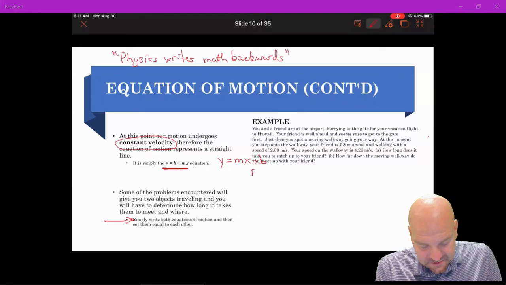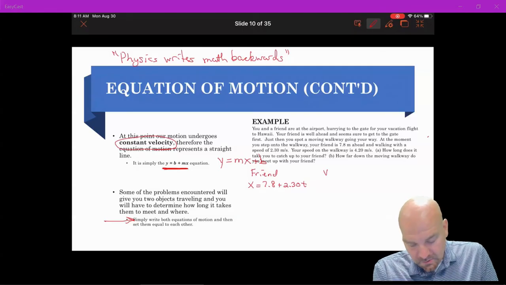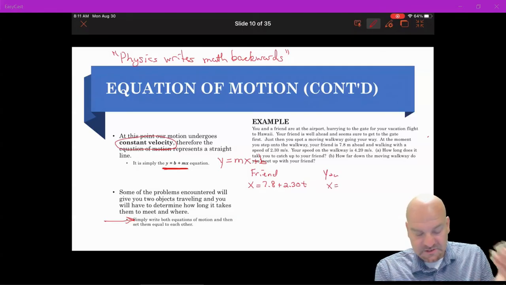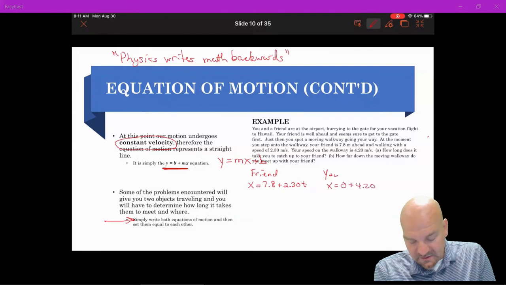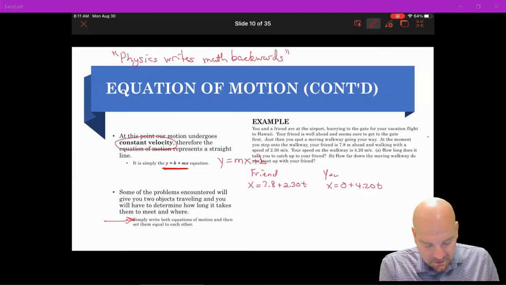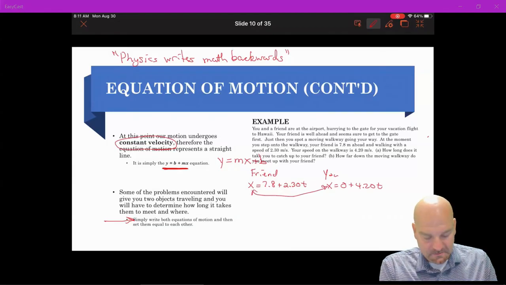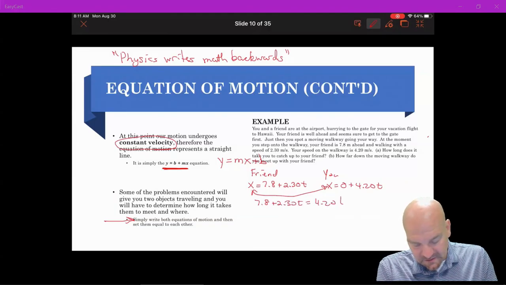Okay, so write the equations. So the friend, right, their position will be given by 7.8. So we're saying that you're the origin, right? So they're 7.8 meters ahead of you, and they're going at a speed of 2.30 meters per second. You, right, your initial position is 0, and the walkway is going to allow you to travel at 4.20 meters per second. And so what we're looking for is, right, when do these two equal each other? And so we're going to 7.8 plus 2.30 t equals 4.20 t.